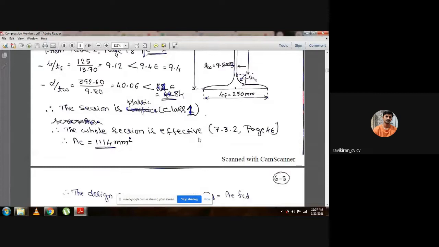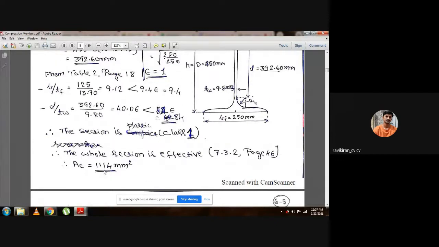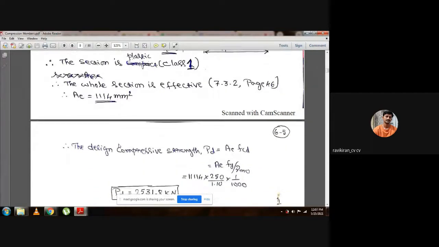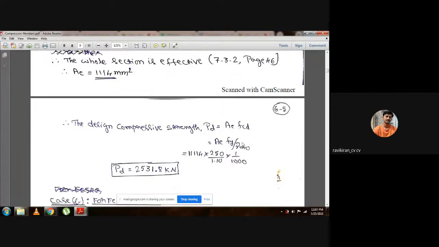Just open page number 46, clause 7.3.2 from IS 800. So with this, the effective area is 1114 millimeter square. The design compressive strength P_d is equal to effective area multiplied by f_cd. The effective area we just calculated, that is 1114 mm square, multiplied by f_cd, which is yield strength over factor of safety.